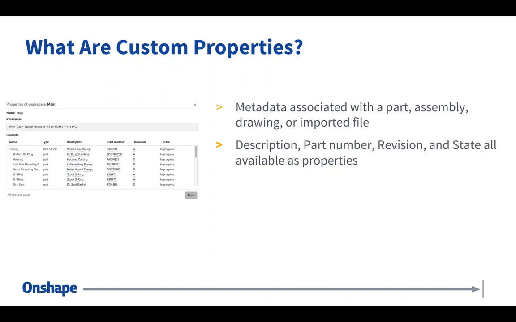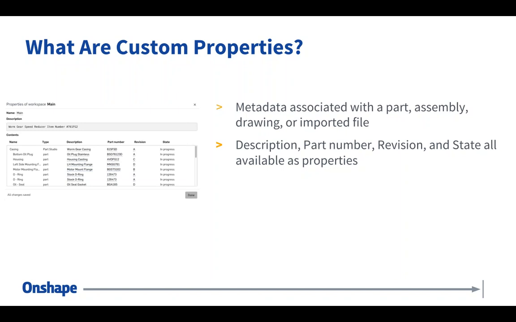So what I'm going to show you today is description, part number, revision, and state. And all of these are available as properties as of today that you can find and associate with any part, assembly, drawing, or as I mentioned, even imported things that you may be working with. So that's a quick explanation of custom properties.